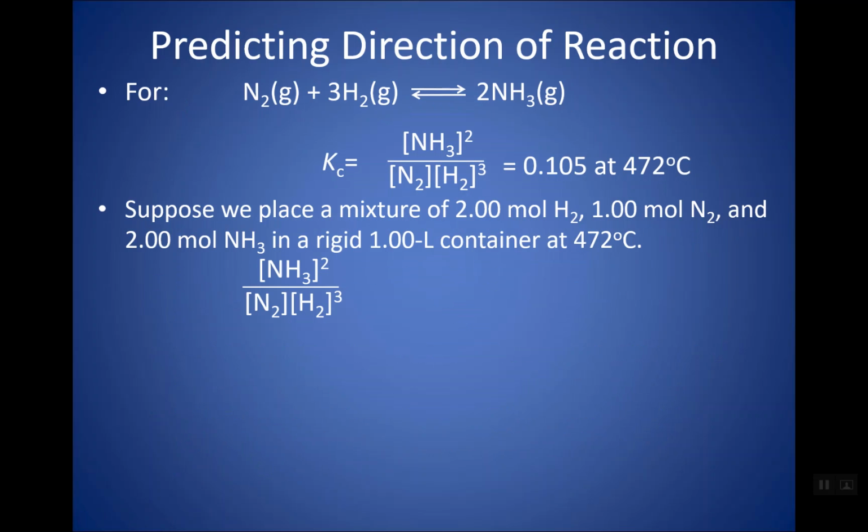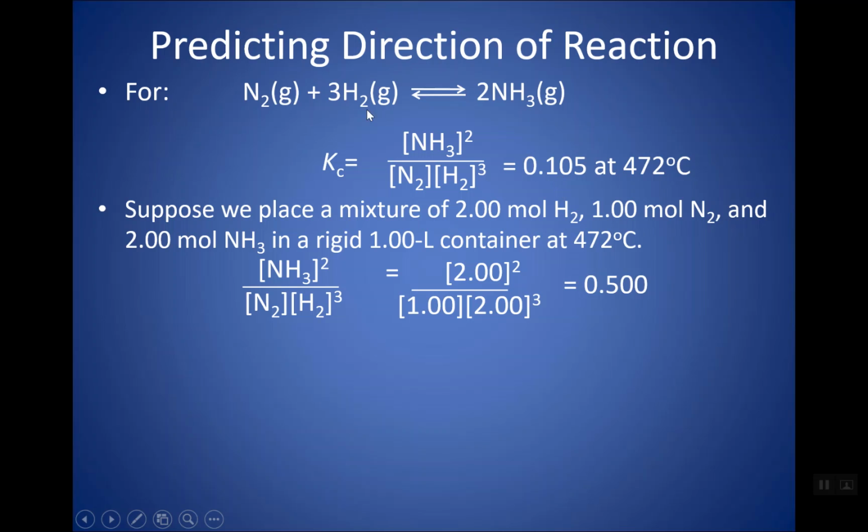So let's plug in this data right now. Let's make sure we're in molarity. It's a 1 liter container, so your moles just become molarities. And remember, once you calculate K or Q, it's going to be a unitless number. I get 0.5. So my question is, at this temperature, am I at equilibrium? No, I'm not at equilibrium to start with, because 0.5 is not the same as 0.105. So if my Q does not equal K, I'm not at equilibrium.